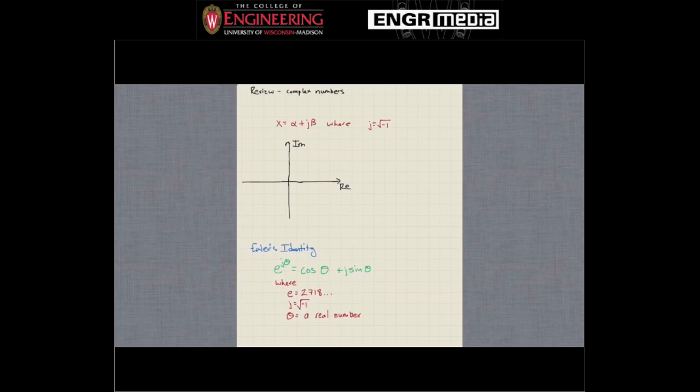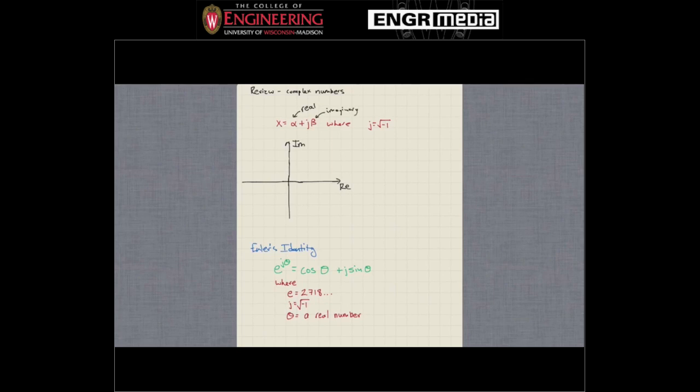I want to review complex numbers and Euler's identity. You can see here we can represent a complex number, we'll call that number x, as the sum alpha plus j beta. Alpha will be the real part of this complex number, and beta will be the imaginary part.